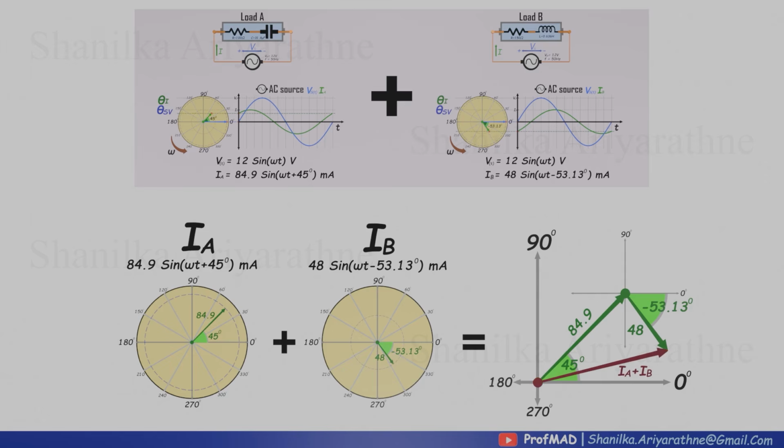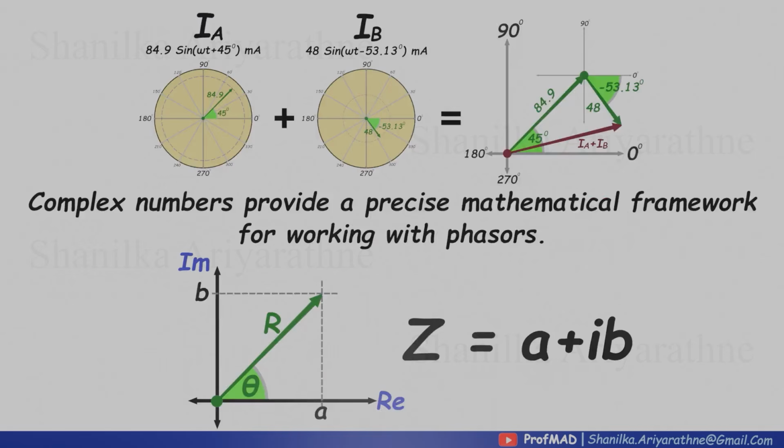But there's still a problem. For accurate calculations, we either need to draw the vectors very carefully or split each one into horizontal and vertical components. That works for a few phasors, but as the circuit gets larger, it becomes slow, messy, and impractical. But here's the good news. We already have a mathematical tool that handles phasors perfectly: complex numbers. Complex numbers let us represent these rotating vectors in an algebraic way. So instead of dealing with trigonometry or drawing diagrams, we can work with simple equations.